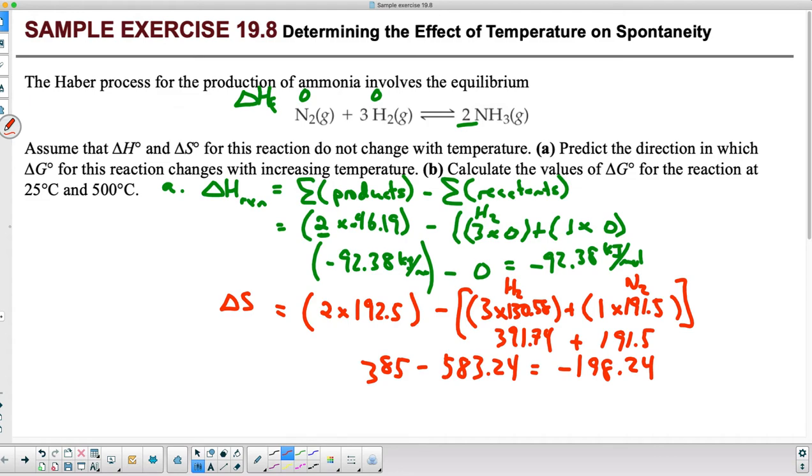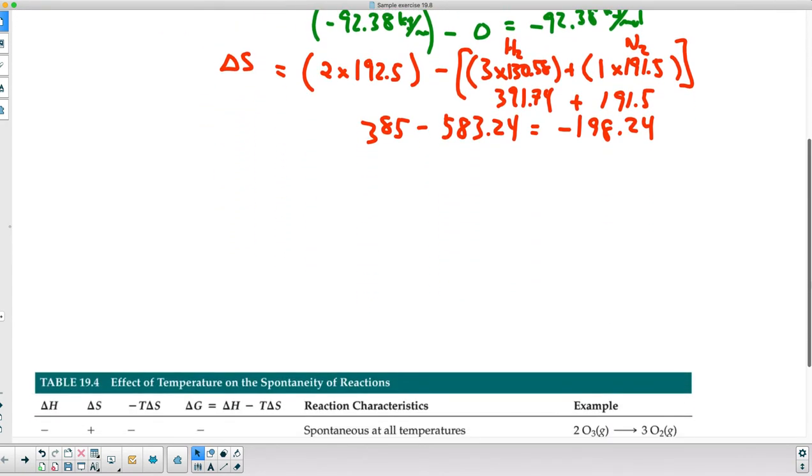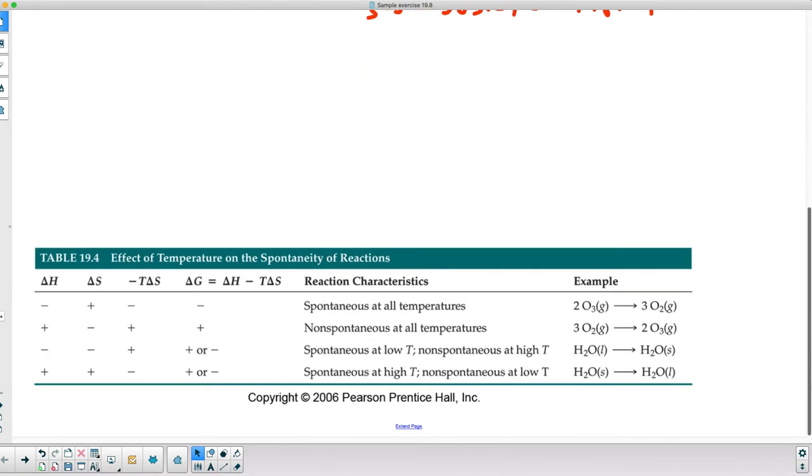Okay, now it says predict. This is all still part of letter A. I did all of this so that we could use this information later on in the next part of B, to make those problems a little bit easier. But look what I did. I put this graphic down here. It's table 19.4, page 828 or something like that.